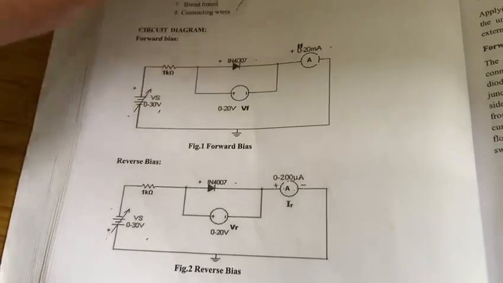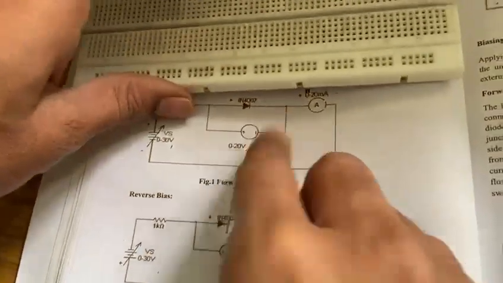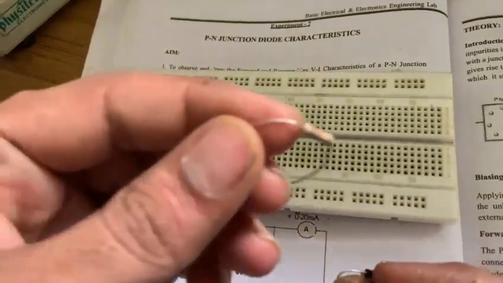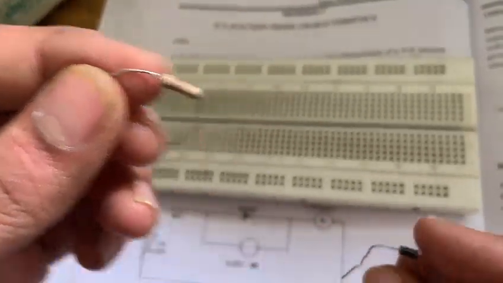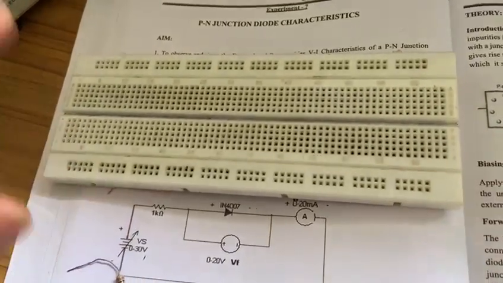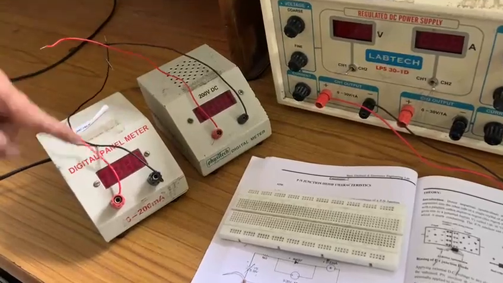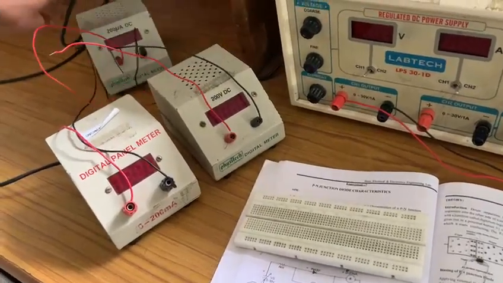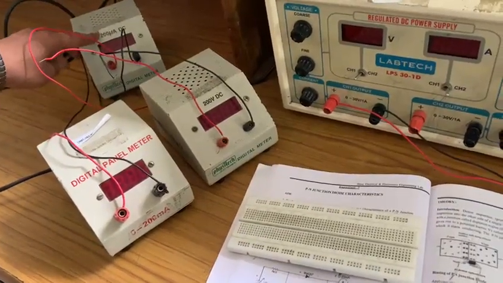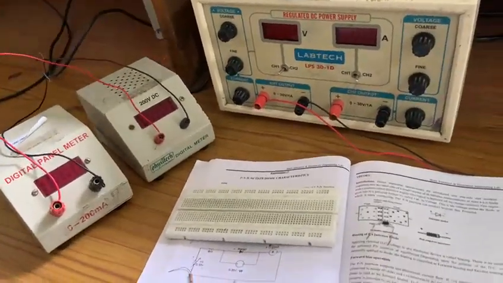Now for that, the components required are the breadboard, this 1 kilo ohm resistance, PN junction diode, RPS, voltmeter, milliammeter, as well as microammeter. These are the components required. Right now we are doing the forward bias, so that's why our requirement is the milliammeter.